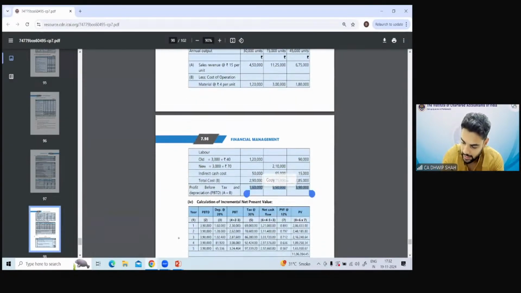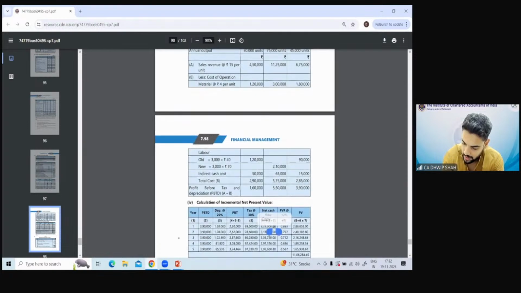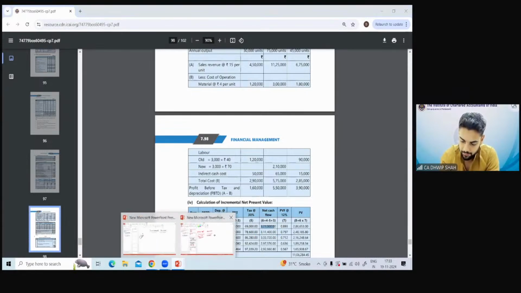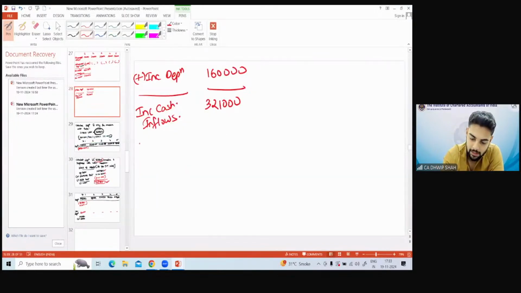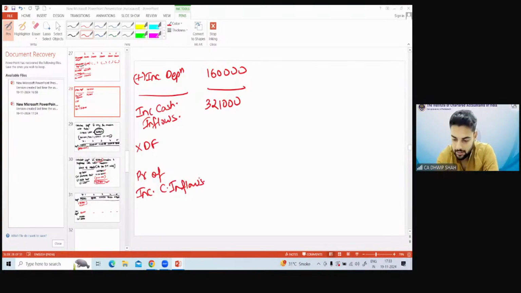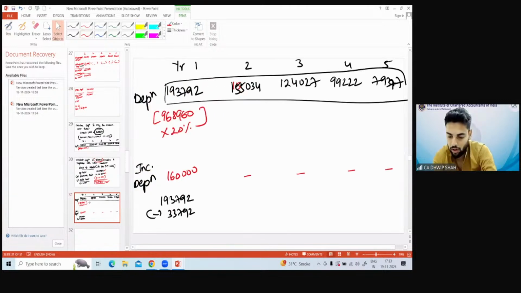Look, 3,21,000 for year 1 has come. Can you see this? Incremental cash inflows for year 1. We have solved in horizontal format, sorry, we have solved in vertical format. Okay? Then you just multiply it with the discounting factors and you will get present value of incremental cash inflows. Okay? Followed everyone? Now I will just solve it for year 2, and from year 3 to 5 you can solve it as homework.